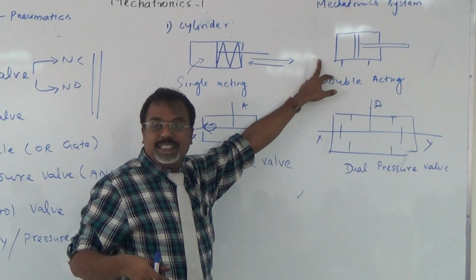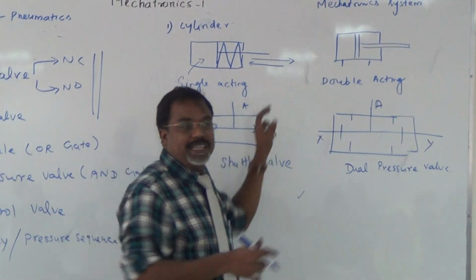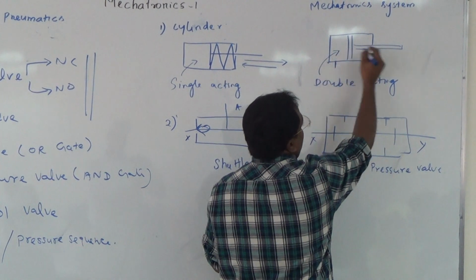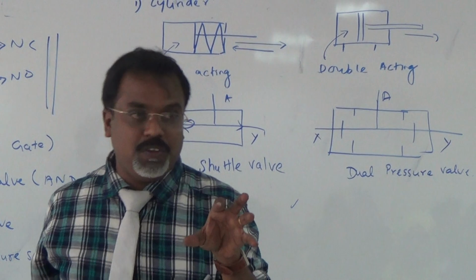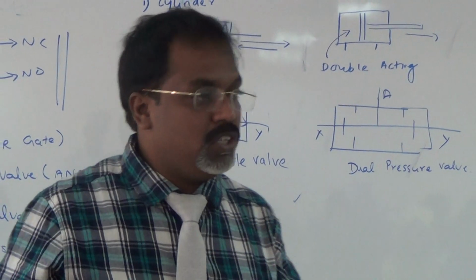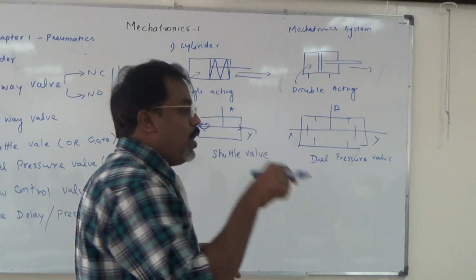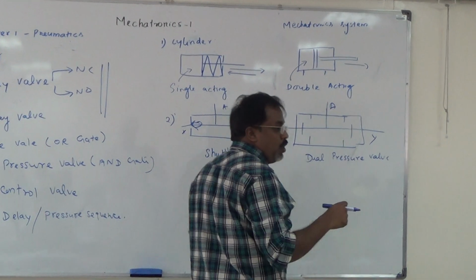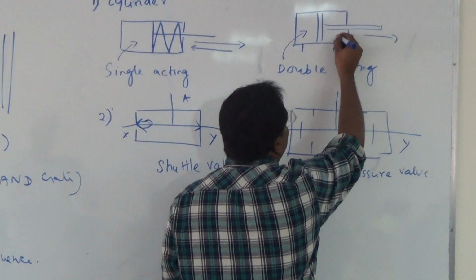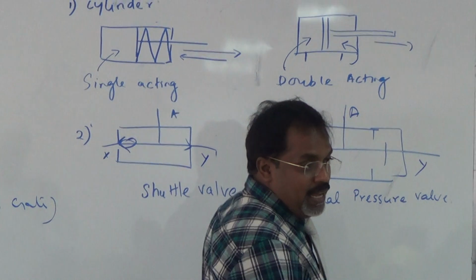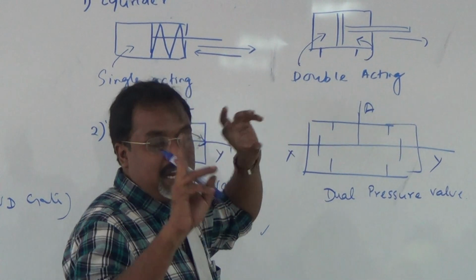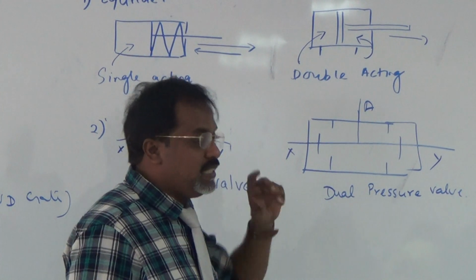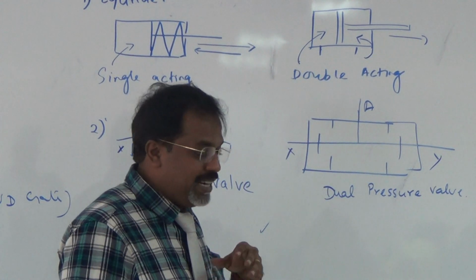But in the double acting cylinder, you have to apply the air for the forward direction, here on the left side. You apply some amount of air and automatically the forward stroke is achieved. If you want to achieve the reverse stroke, you have to apply the air on the right side to get back. So these are the two types of cylinders: the single acting cylinder and the double acting cylinder.